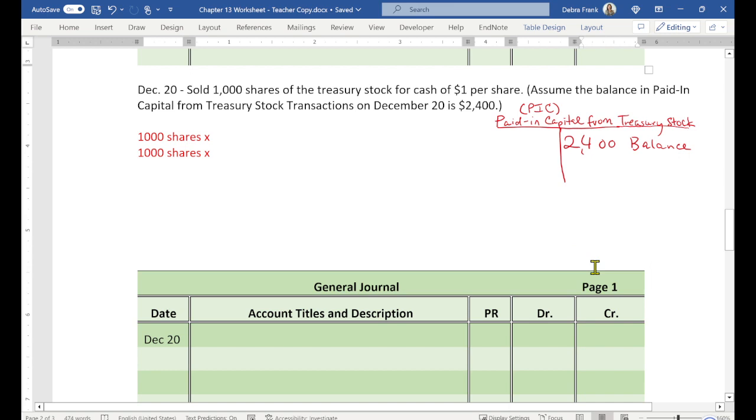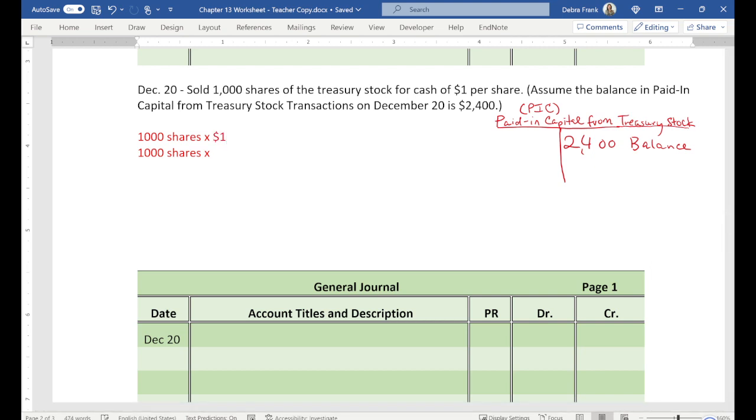All right. This one has 4 accounts that are going to be affected. And so I'm going to make some journal entries for this because we're just going to get confused. And so it's better to just have journal entries as we go through the analysis here. So we had 1,000 shares of treasury stock, and they sold it for $1 per share. Okay, so that's the cash that was received, 1,000 shares at $1. And so that is easy math, 1,000.